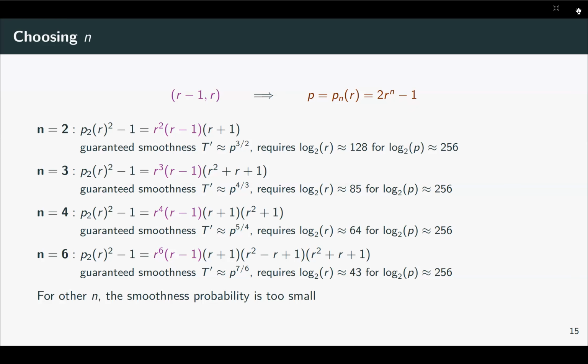Not really. You at least want it to be small so that the amount of guaranteed smoothness is still quite high. Yeah, there's no particular rule, it's just that these are the N that particularly work well.